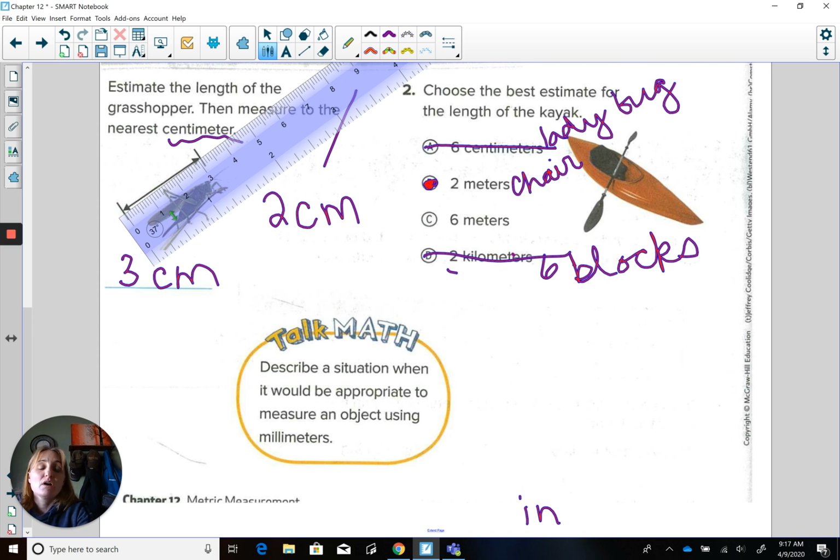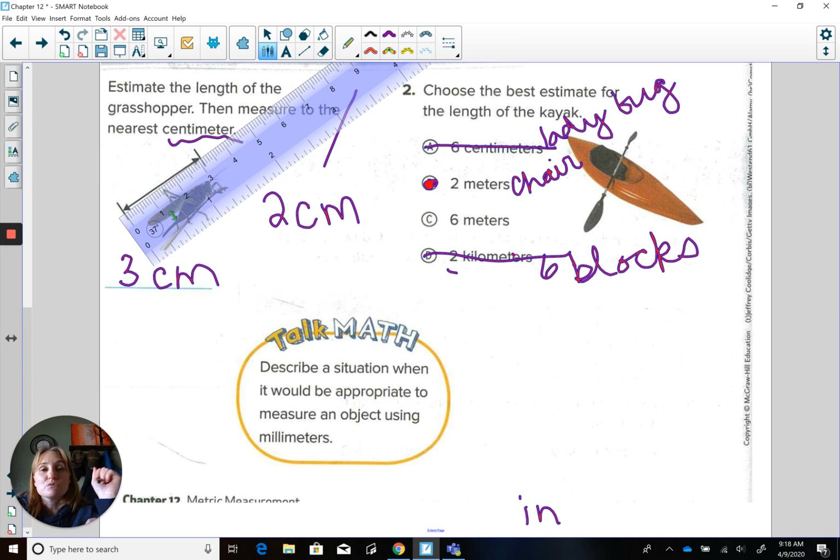Now, I took the time to process through all of those out loud because that's something you need to be doing in your own head as you work through these problems. Don't just right away choose the answer. Think about it. Compare it to something in the real world, whether it's the ladybug, the chair, the paper, or the city blocks.